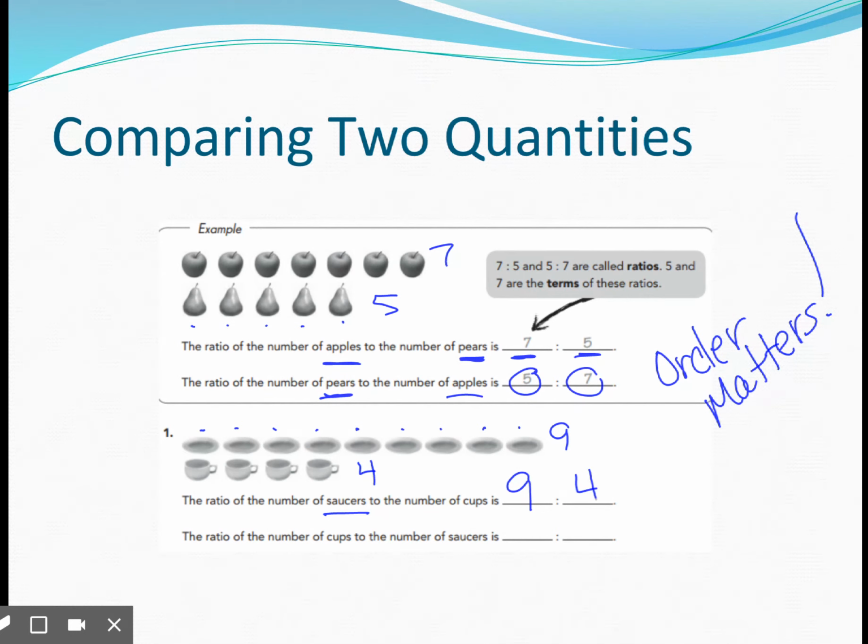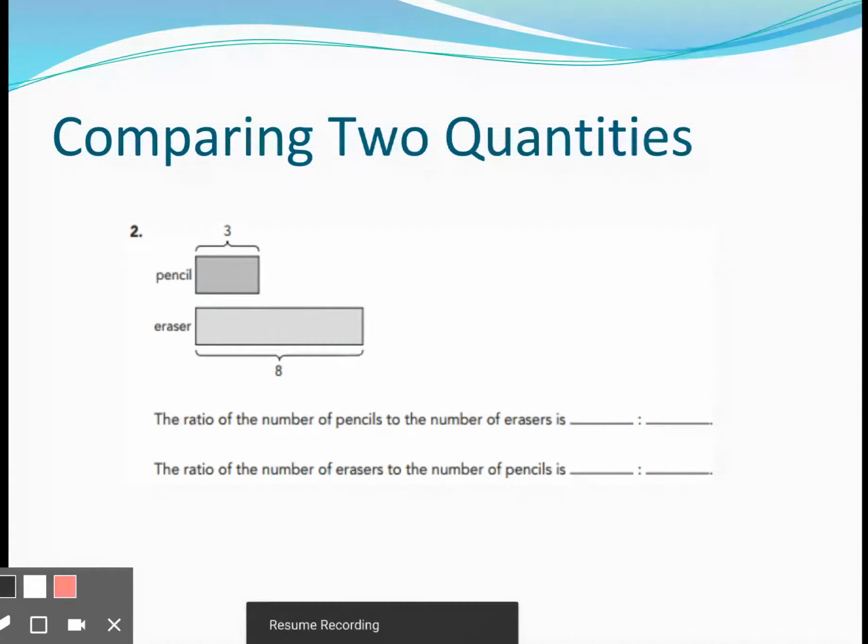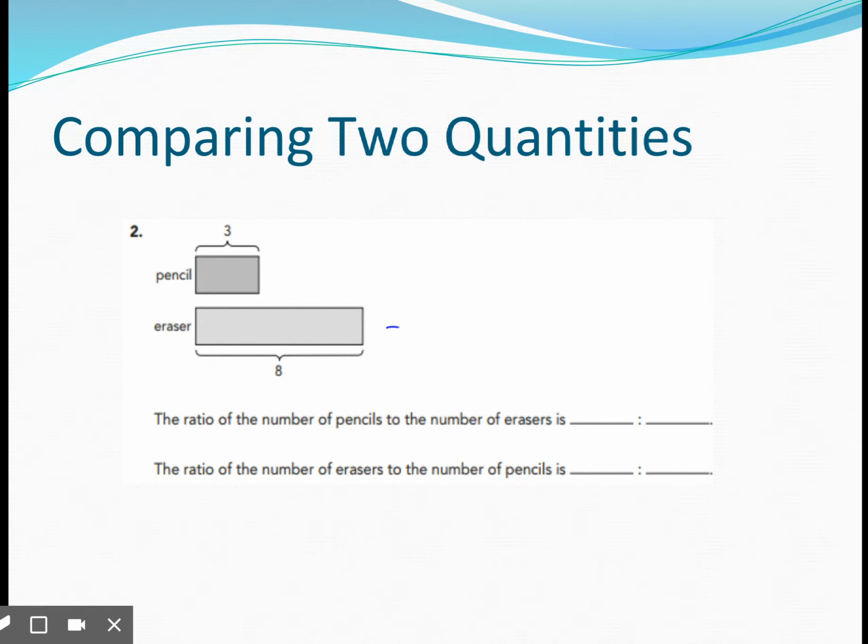And then in the other example, they switch it. They want cups first. So 4 to 9. And these are different answers. The order matters here. Bar models are also used to compare two quantities. Instead of drawing a picture, they're saying that there are 3 pencils here and 8 erasers. So the ratio of number of pencils to the number of erasers. Again, because they're asking for pencils first, I need to put the 3 first and the 8 second. And then secondly, the ratio of the number of erasers to pencils. So in that case, 8 goes first and 3 comes second.